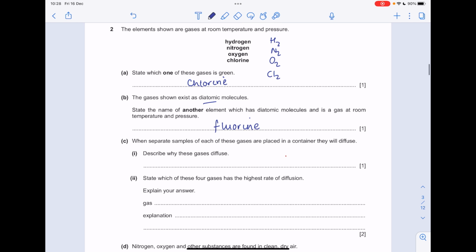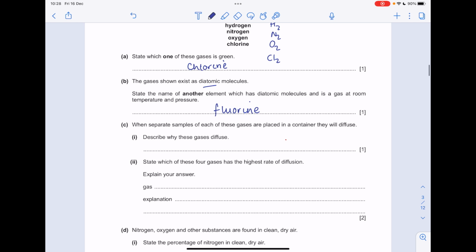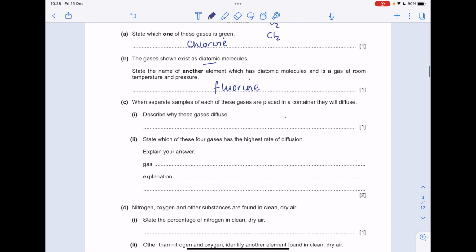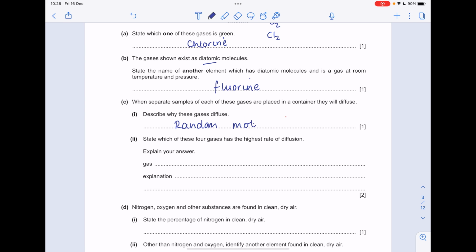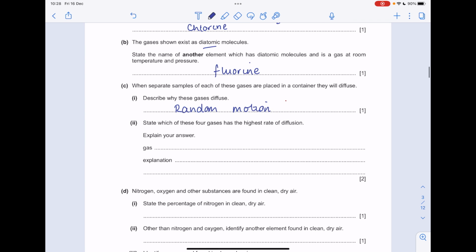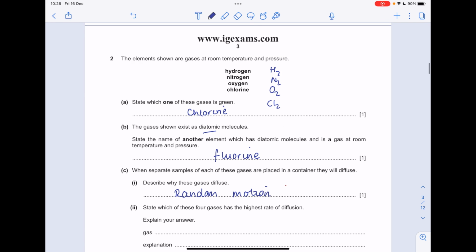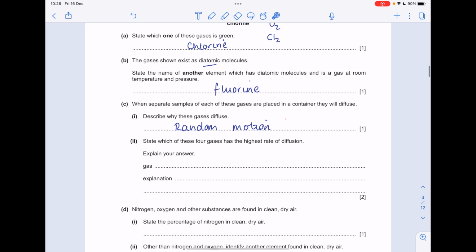When separate samples of each of these gases are placed in a container, they will diffuse. Describe why these gases will diffuse, because they have random motion. State which of these 4 gases has the highest rate of diffusion and explain your answer. So what you need to do is check your MRs for each of these, and you're looking for the one with the lowest MR, which is hydrogen, because it's the lightest gas and therefore it will diffuse the fastest, but we can't write that it's lightest, we need to say it has the lowest MR. That's the simplest way of saying that.